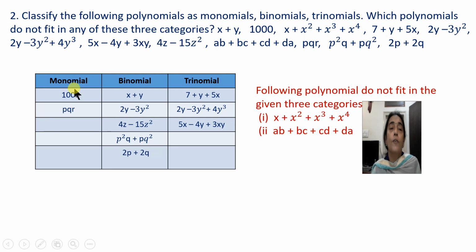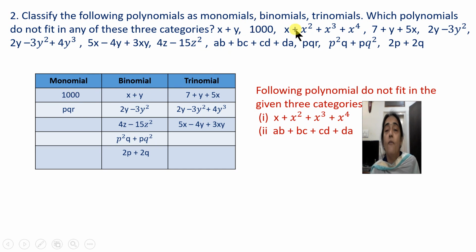So first let us make a table here also with monomial, binomial and trinomial. Then what we will do is we will read each one and place it under its column. Okay. So here x plus y. There are 2 terms. One is x and another is y. So it is a binomial. So I will write it under binomial. Then I will take the next one, which is 1000. It's the only term, so it is a monomial. So I will write it under monomial.